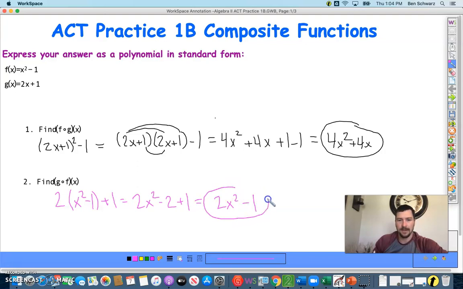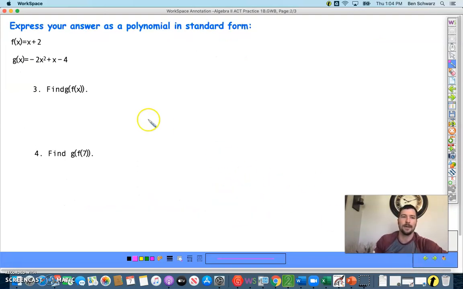So not really that complicated once you know what you're doing and know what you're supposed to do. Do a few more examples. This is just another way that these will get written. Okay, so this means the same thing as g composite f. That's the same thing here. So that means we got to take f and plug it into g.